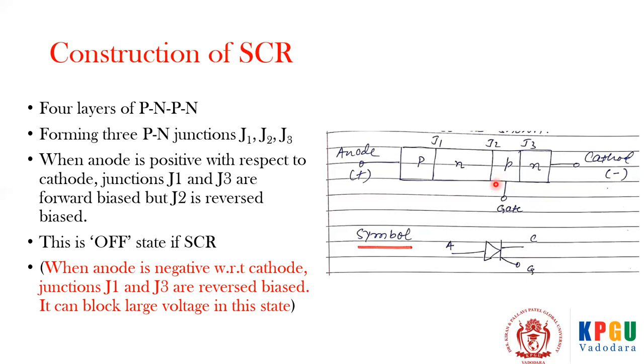When anode is negative with respect to cathode, that means when the reverse supply is applied, both the junctions are in reverse bias. So the device is completely in a blocking mode. It is called reverse blocking mode. In this mode, it is in a complete off state, where it can never conduct, right?